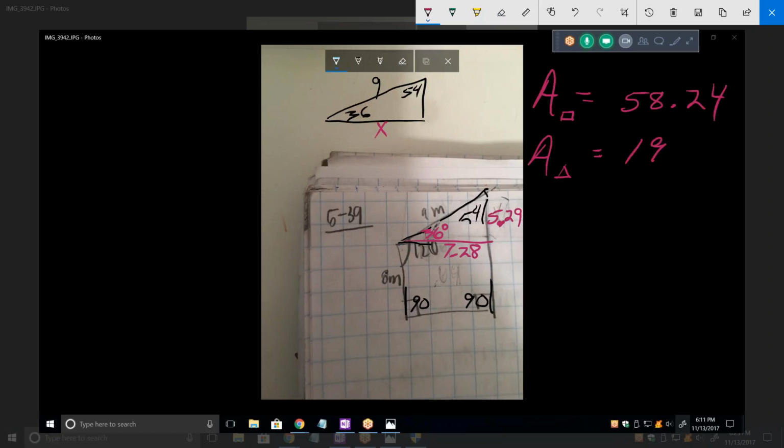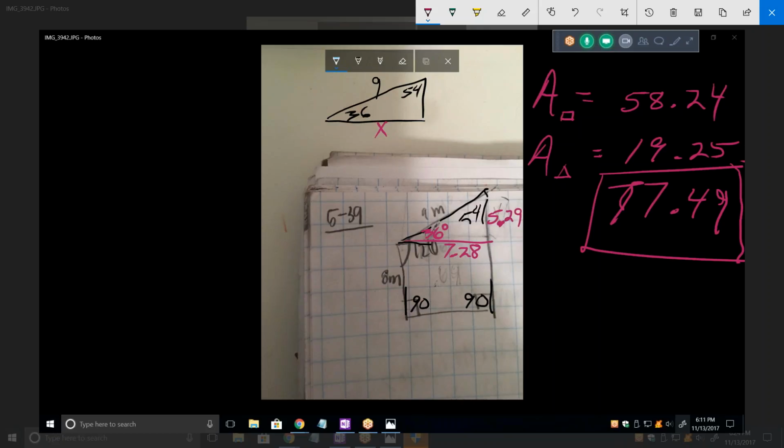19.25. Add those together, you get 77.49. That is the area. Now there might be some round off error. Did she tell you how many decimal points she wanted you to take it out to? I just think 3. So 3? Yeah, I'm not sure though.